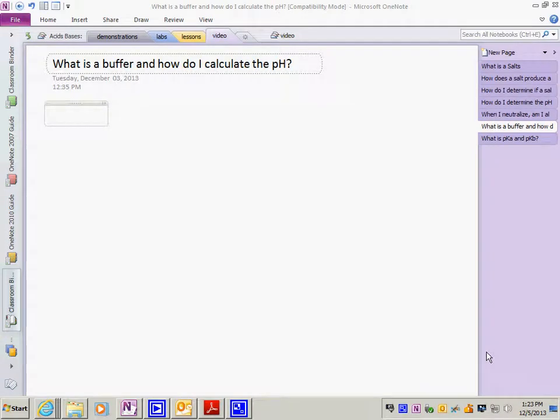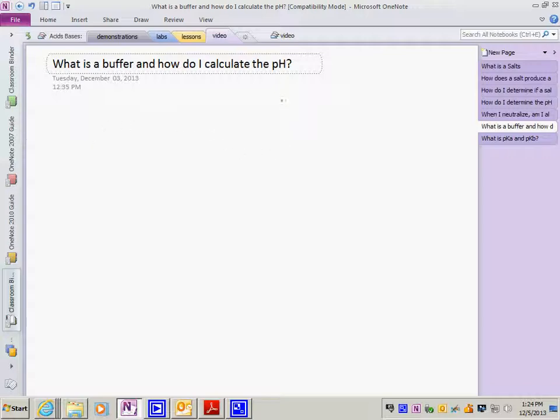Hello, this is Schweitzer in a little short video on what is a buffer and how do I calculate the pH of a buffer. For the most part, the majority of this topic has already been covered in previous videos, but we'll sort of isolate it and discuss it from the idea of a buffer. A buffer obviously is something that can resist change in pH.